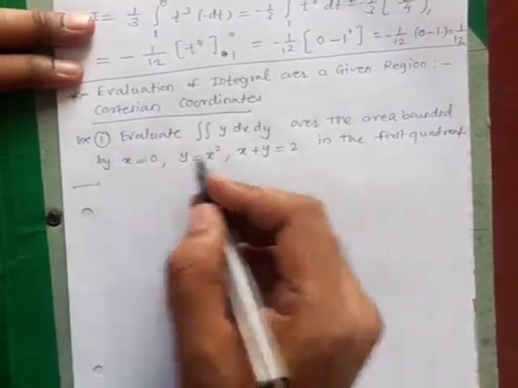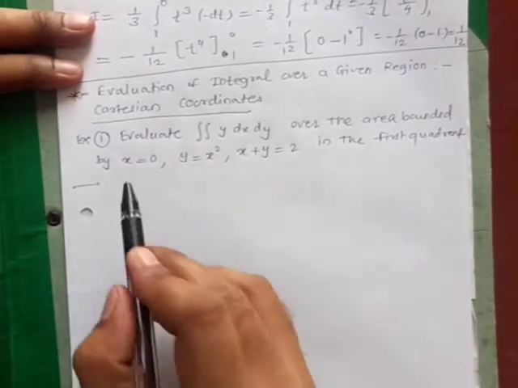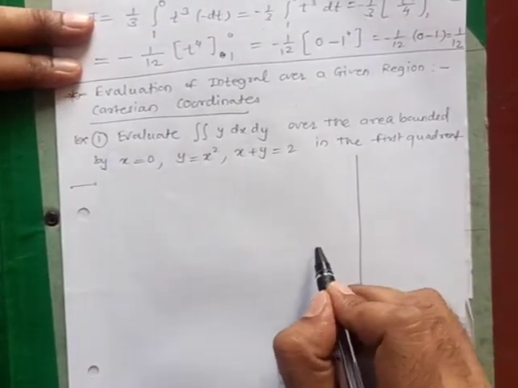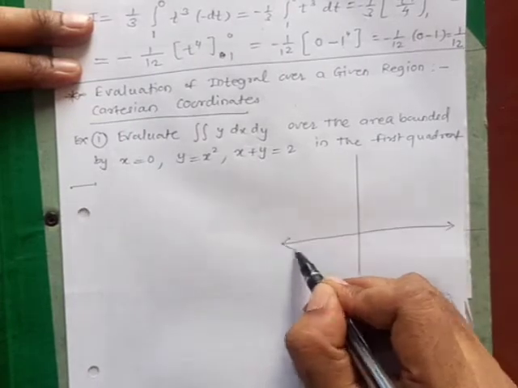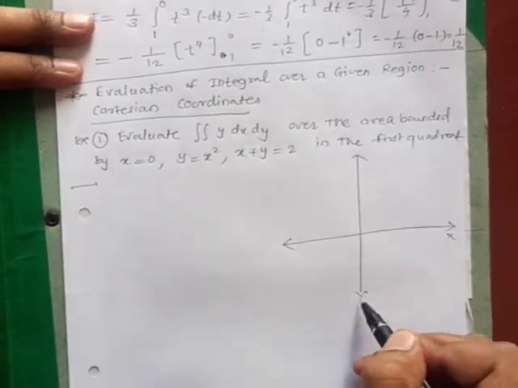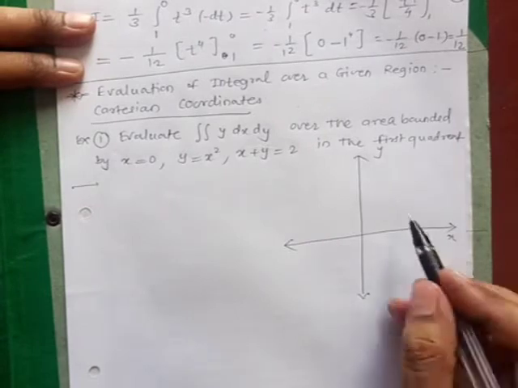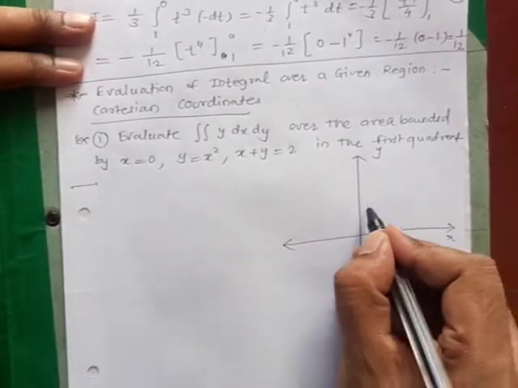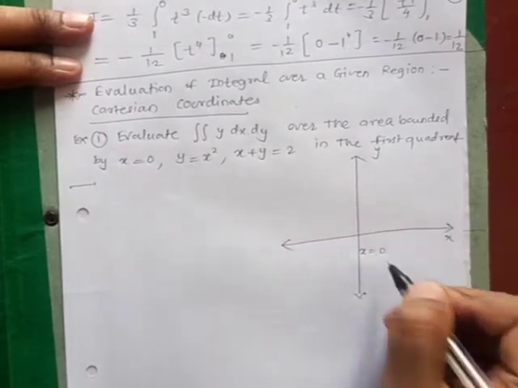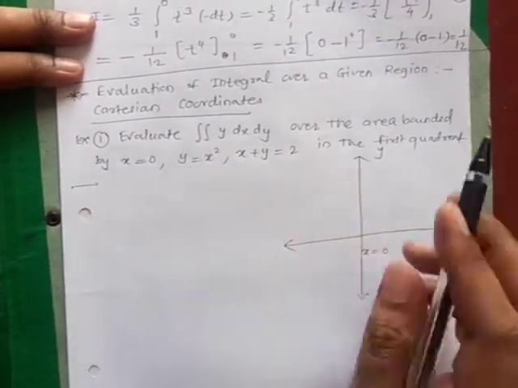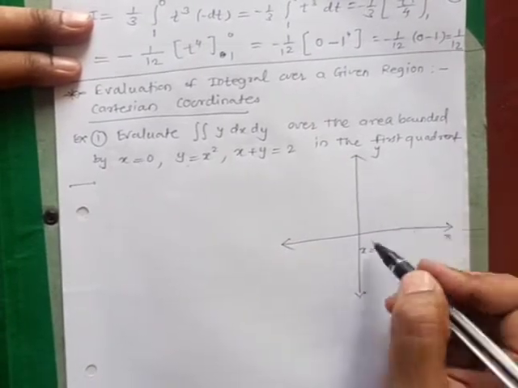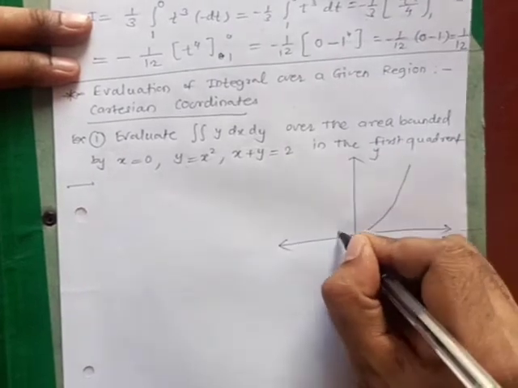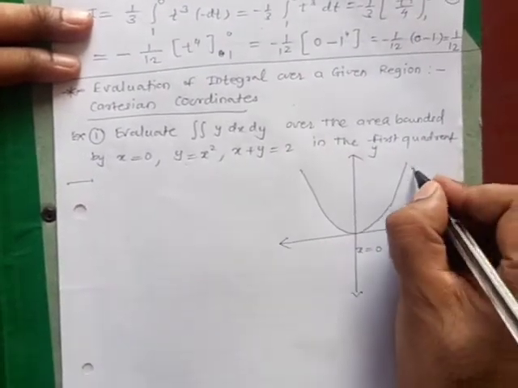Let us first of all understand these curves and draw them. Right, if this is my xy coordinate system, x is equal to 0 is the y axis. On the y axis x is always 0, so x is equal to 0. Next is y is equal to x square. Now y is equal to x square is a vertical parabola, so it will be somewhat like this.